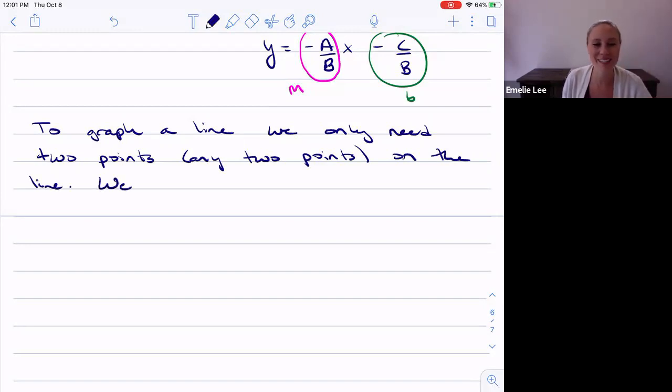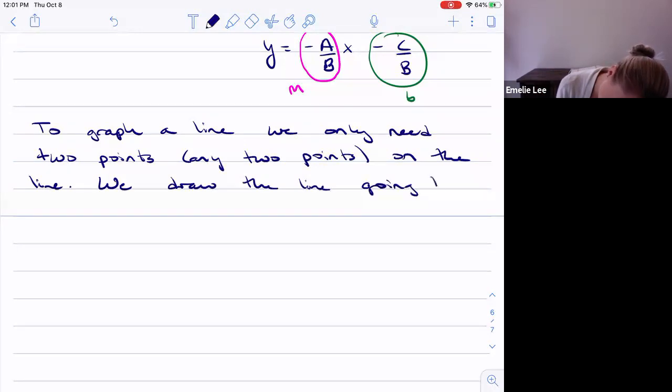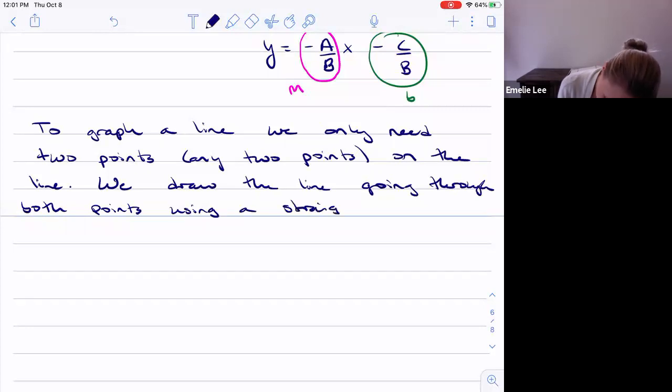We draw the line going through these 2 points using a straight edge. We draw the line going through both points using a straight edge. I say straight edge because it doesn't have to be a ruler, although that's the nicest straight edge you have, right?